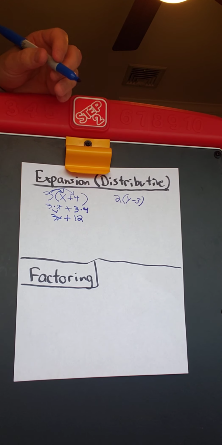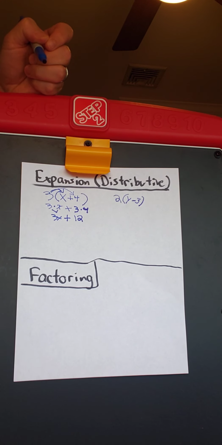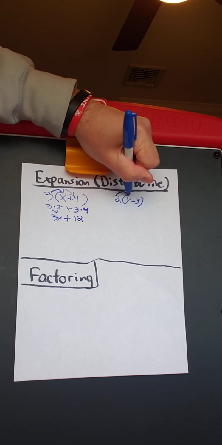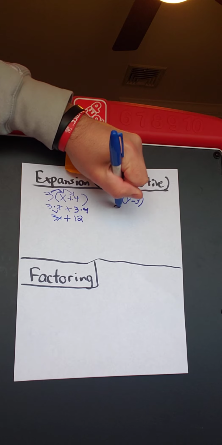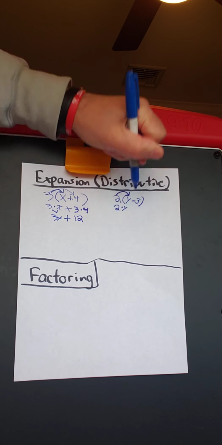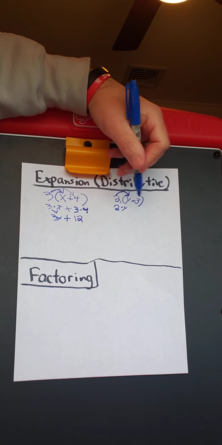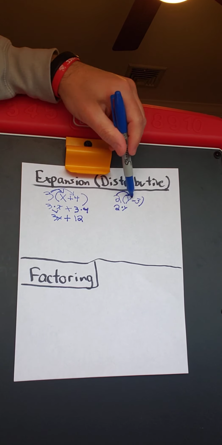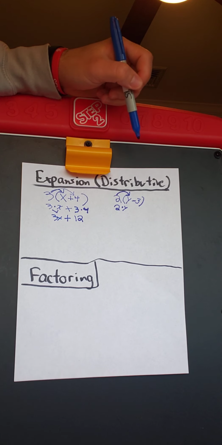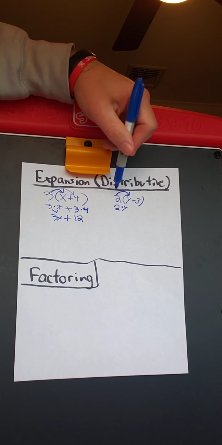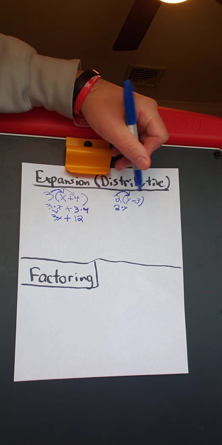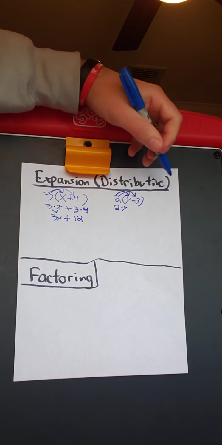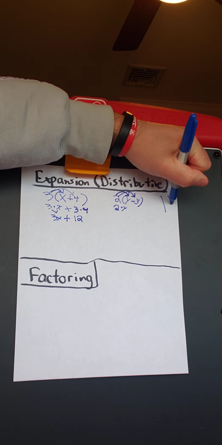Now, the expansion rules and distributive property stay the same. They don't change. So you multiply your 2 times your y, which is 2 times y. Then you have, here's the difference, a negative 3 inside. So you could say it's y minus 3, but because you're multiplying and distributing, I like to say it's 2 times a negative 3.